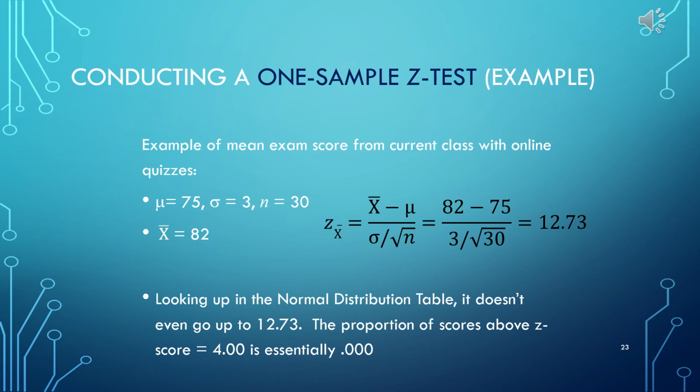If online quizzes really did nothing to help raise final exam scores, you would never expect to see such a high average of 82. And we know that because we work out the z number, we look it up in the table, we try to find what the probability is. The probability is tiny. It's almost nothing that you would ever find such a high or such an extreme score if, in fact, the null hypothesis was true.